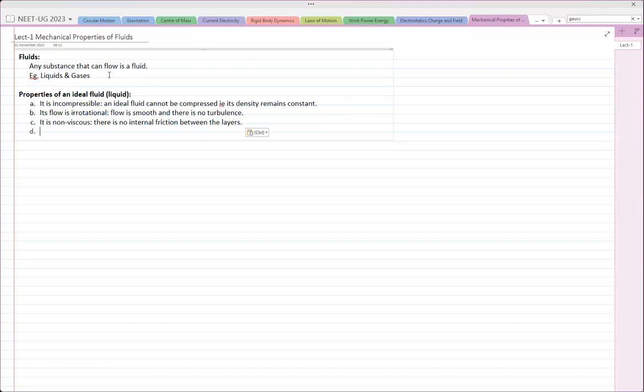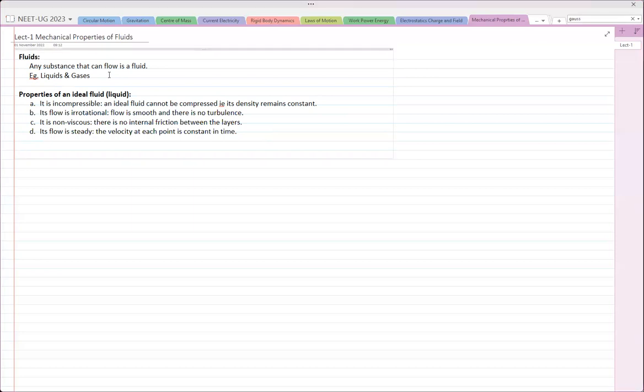Non-viscous. Non-viscous means there is no internal friction between the layers of the liquid. Actually, when liquid flows, it is like a layer of liquid, and there is another layer of liquid on it, and another layer. When these layers move with respect to each other, they oppose each other. That is called viscosity. Of course, we will be studying viscosity in detail, but this viscosity is zero in this case. And its flow is steady. Flow is steady means the velocity at each point is constant in time. So these are the properties of an ideal fluid.